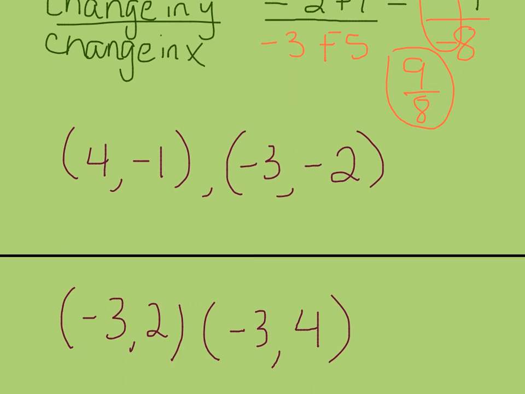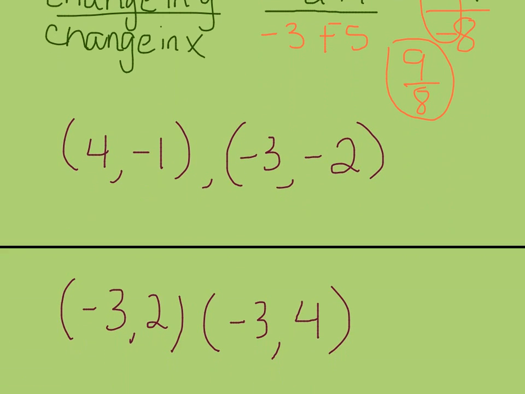On this next one, again, I'm going to do my change in y over my change in x. I'm going to start with my y's. So I'm going to go -1 minus -2. So it would look like this, -1 minus -2. Make that a plus a positive. So now I have -1 plus 2, which is 1. That goes on top. And then the bottom would be 4 minus -3. So I do plus a positive, and I have 1 over 7. And that is the answer.